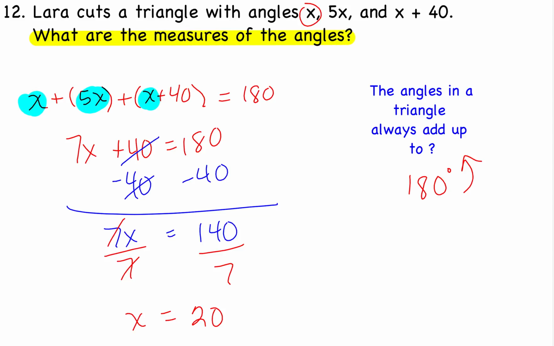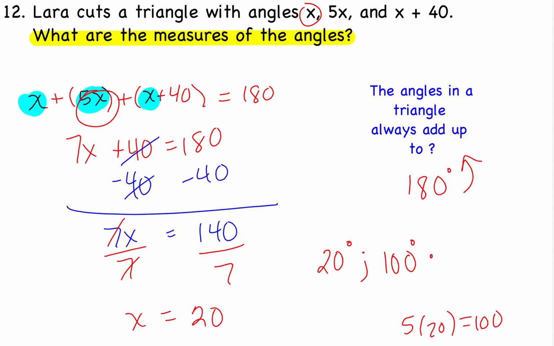So the measures of the angles, we have to plug x back in. So our first angle was 20, so one of them is 20 degrees. Okay, so that's the first angle. The next one is 5x, so it's 5 times 20. I'll just do that down here, 5 times 20, and that's 100, right? So then we have 100 degrees.